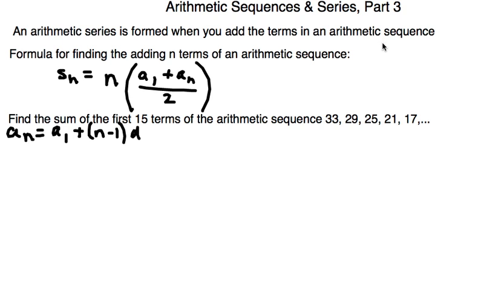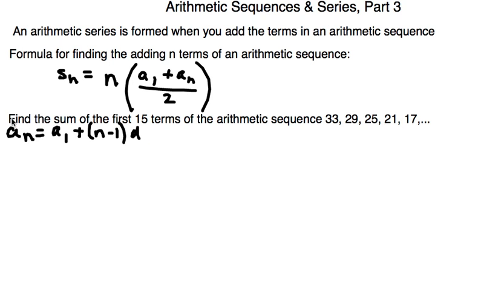Okay, the formula for adding the terms of an arithmetic sequence is S sub n, and n is the number of terms you want to add, equals n times a sub 1 plus a sub n over 2. So that n again is going to be the number of terms you want to add. So let's say you want to add the first 20 terms, you would put 20 there, and we would have to find the 20th term, and then we would add that to our a sub 1 as our first term. Okay, divide that by 2 and then multiply it by n.